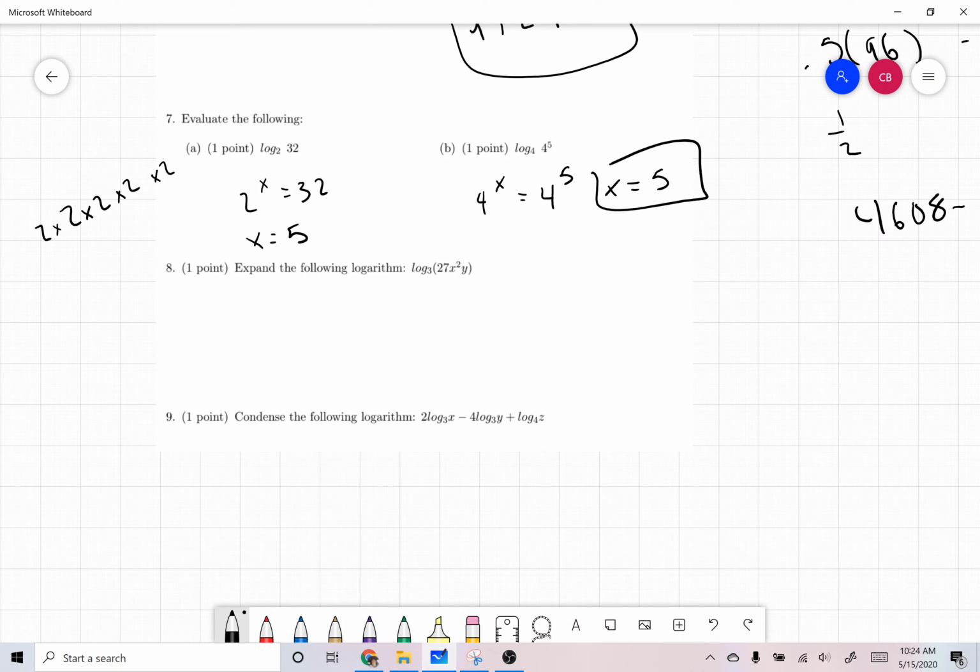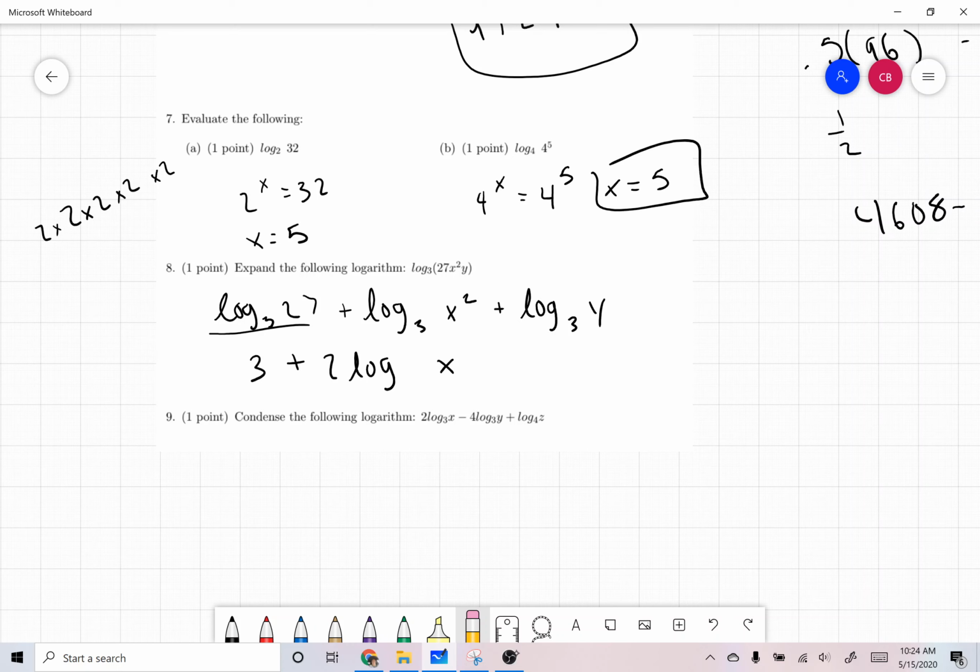So when it's multiplying, you just add them. So log 3 of 27 plus log 3x squared plus log 3y. Okay, and then powers and take care of this. This is actually a number. This is 3 to what power is 27? That's 3. Then 2 log 3x. I don't like that. Plus log 3y. Okay, so there's that.